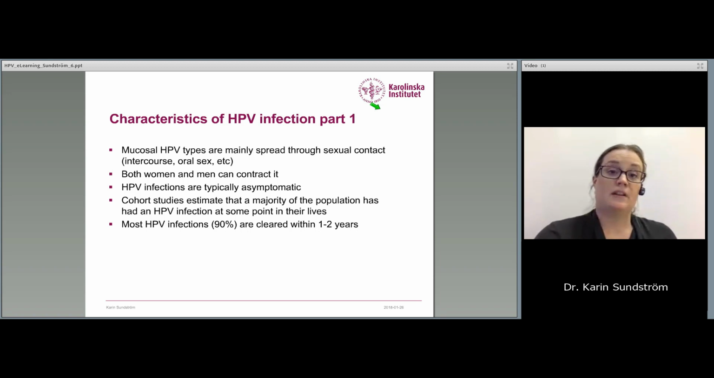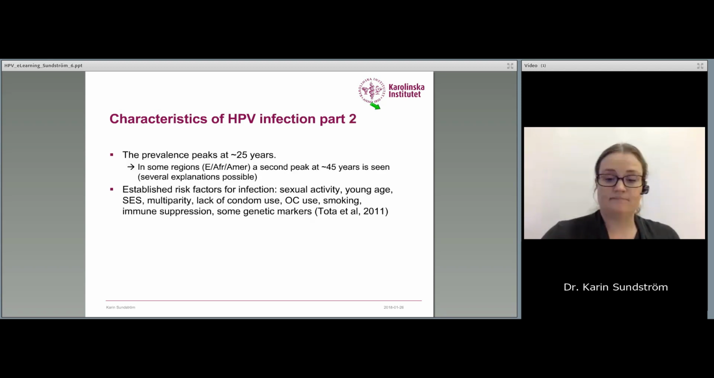Cohort studies estimate that a majority of us have actually probably had one of these infections at some point in our lives. Some of us may have had recurrent infections or of different types. However, most infections are cleared within anything from a couple of months to a maximum of 2 years.